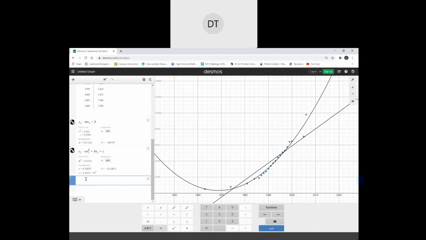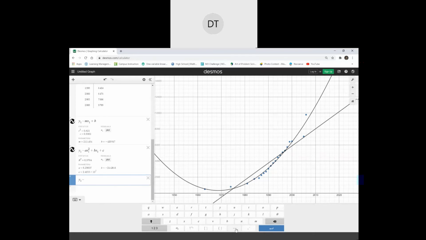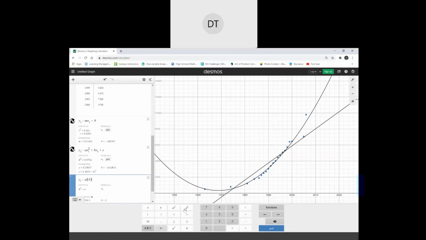So let's take a look at the exponential model. So exponential model, y1, grab your tilde, A, parentheses B, and we need to raise it to an exponent, x1.